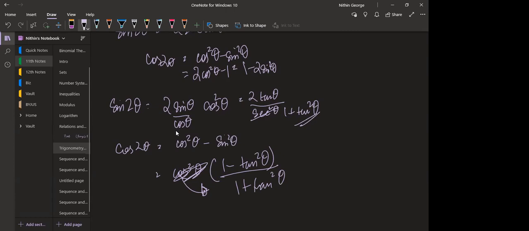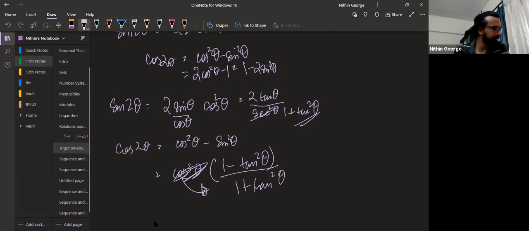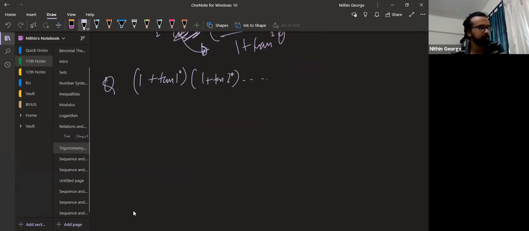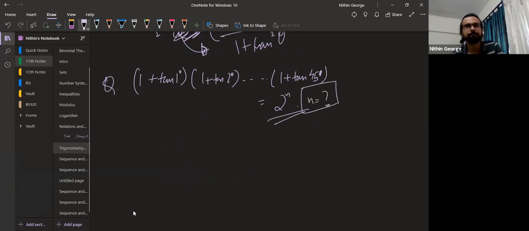2 tan theta by 1 minus tan square theta. Okay. All right. So we have discussed the basic ideas here. Now solve one question. 1 plus tan 1 degree, 1 plus tan 2 degree, all the way up till 1 plus tan 45 degree equal to 2 power n. What is n? That's the question. Start doing this on.